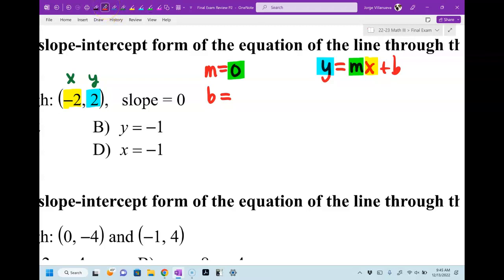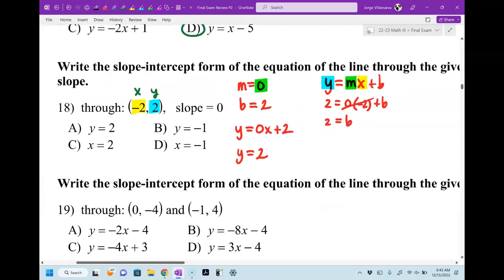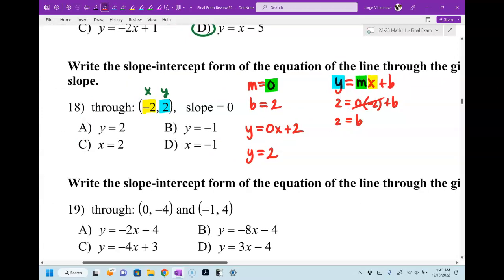So let's plug in the y value. That's a 2. M is a 0. X is a -2 plus b. So that means that b is equal to 2, because that'll cancel out, right? 0 times -2 goes away. So it means that b is 2. Now I know that m is 0, b is 2. Let me write my equation out. 0x plus 2, which is just y equal to 2. That's a, and you're done.